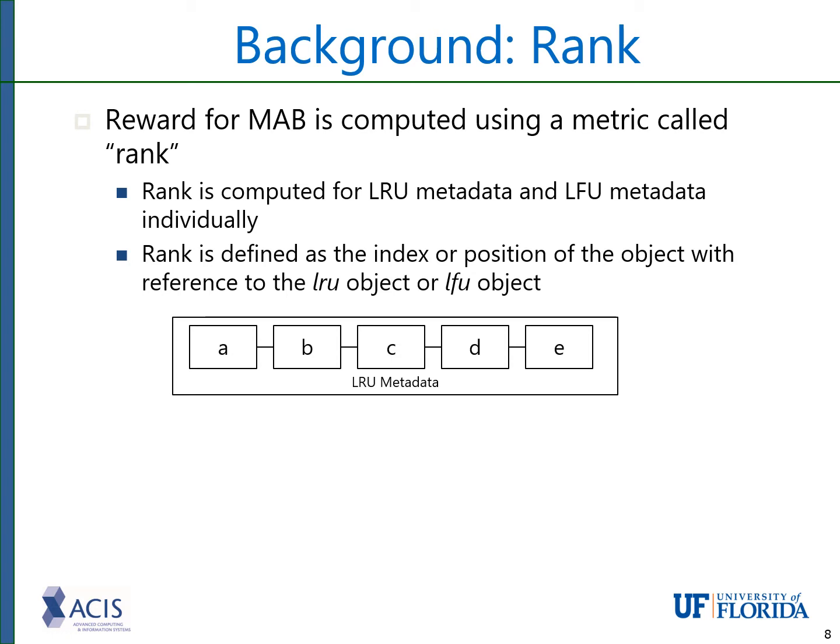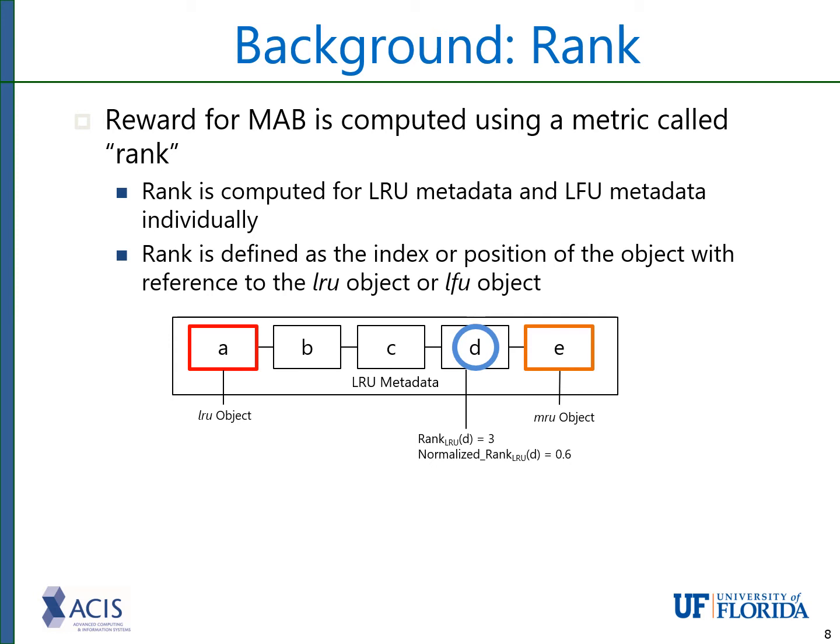Let's assume there are 5 objects in a cache: A, B, C, D, E, and this is the representation in the LRU metadata, with A being the LRU object at the head of the list and E being the most recently used object at the tail of the list. Now computing the rank of D, we see that the index of D is 3. Thus the rank in the LRU metadata is 3 for D.